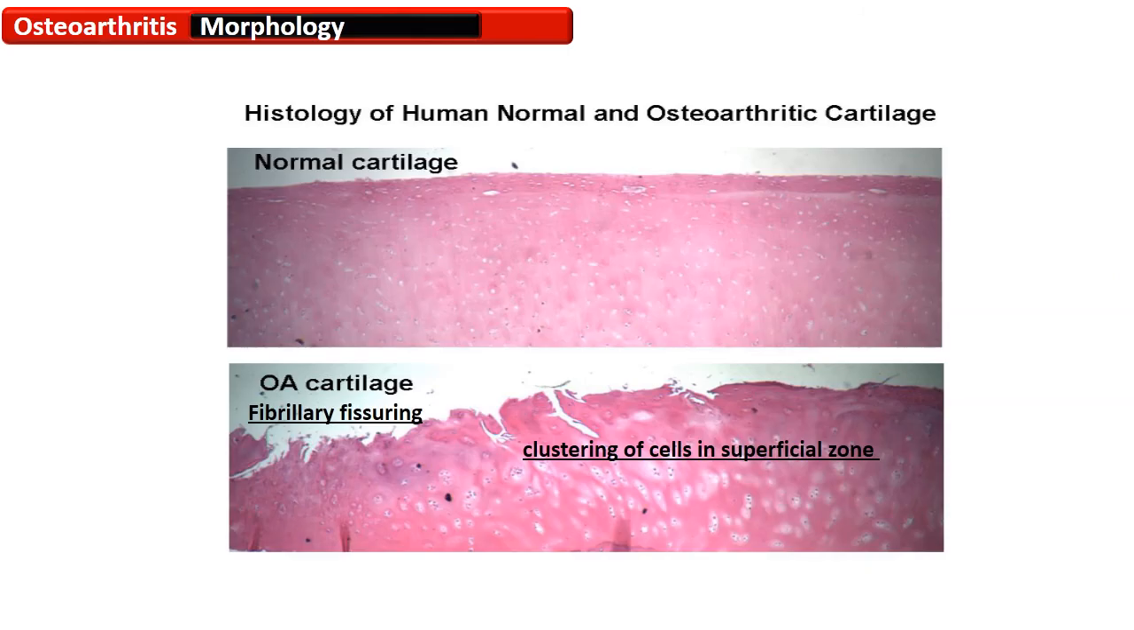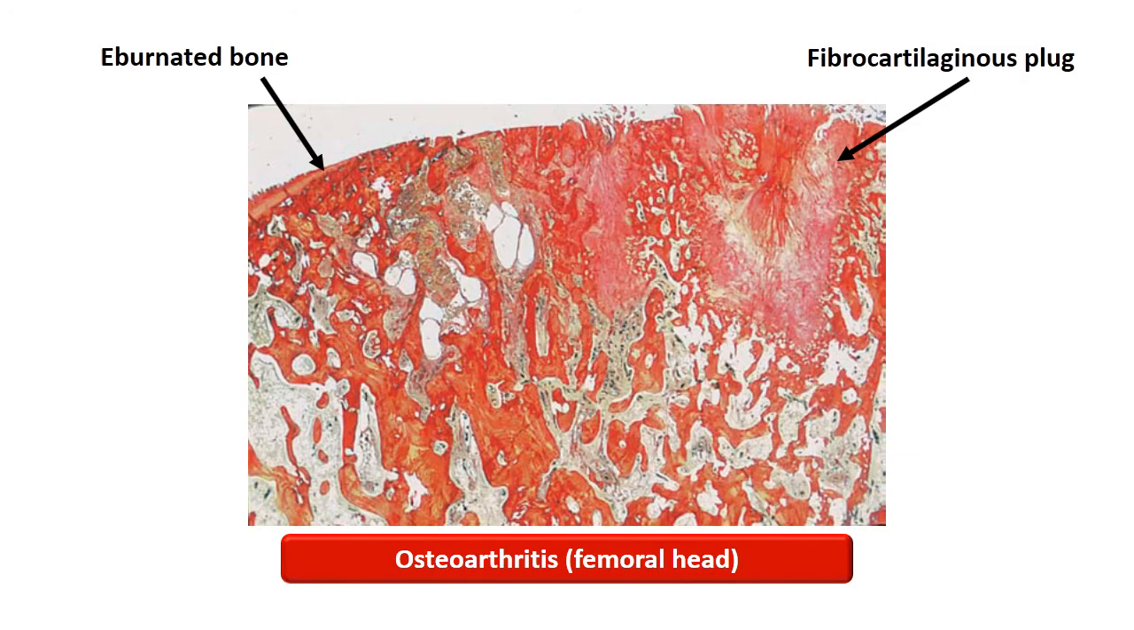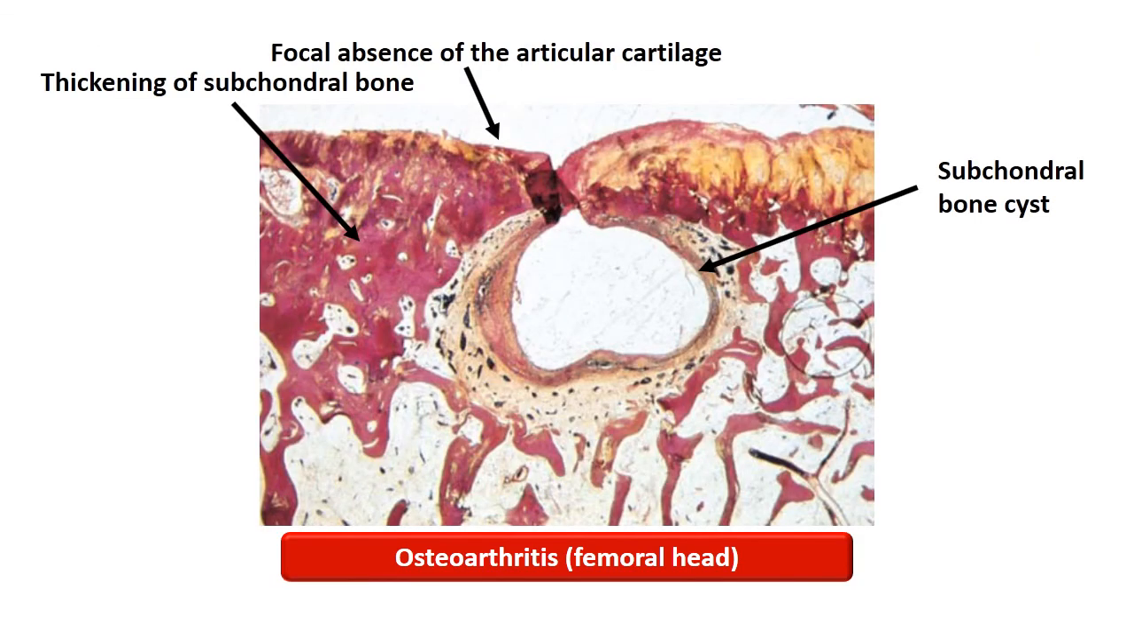Two histological characteristics of cartilage in osteoarthritis are fibrillary fissuring and clustering of the cells in superficial zones. This histological picture from the femoral head is showing the presence of a fibrocartilaginous plug and eburnation of the bone. This photomicrograph of the head of the femur is showing thickening of the subchondral bone, focal absence of the articular cartilage, and in that area there is a subchondral bone cyst.